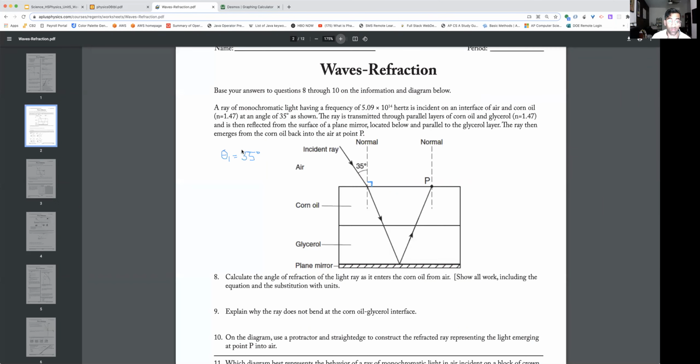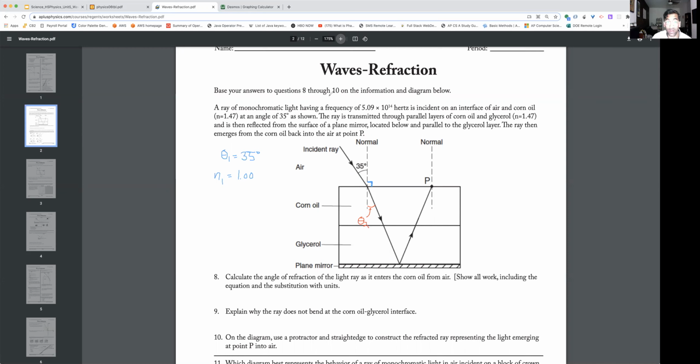So if I go back to my problem, I can say that my N sub 1 is 1.00. All right. Now, what I need to find is this angle. What I don't know, I'm going to write in a different color. I'll choose red. What I don't know is this angle here. That would be theta 2, because that's my new angle formed.